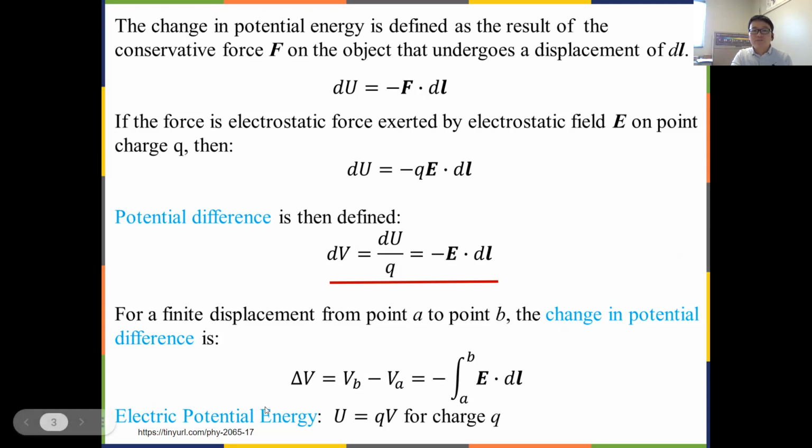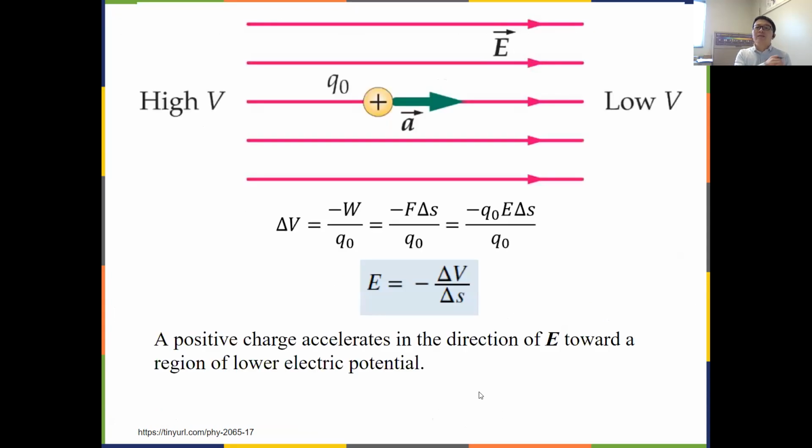The electric potential energy is defined as U equal to Q times V, which we talked about in the previous lecture. Then you can calculate E, if this is a uniform field, E equal to the change of V divided by the change of the distance, which is delta S, or you can call it d, okay, for the magnitude.